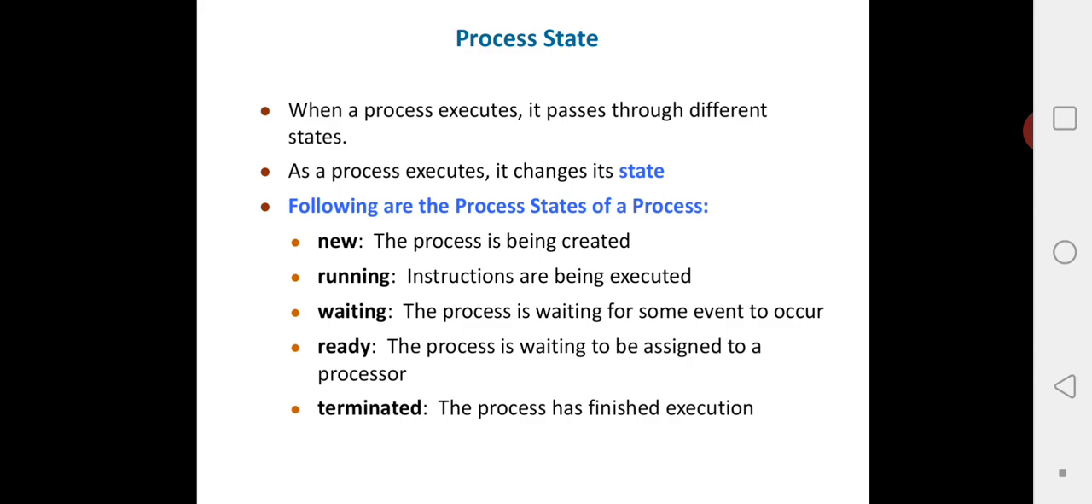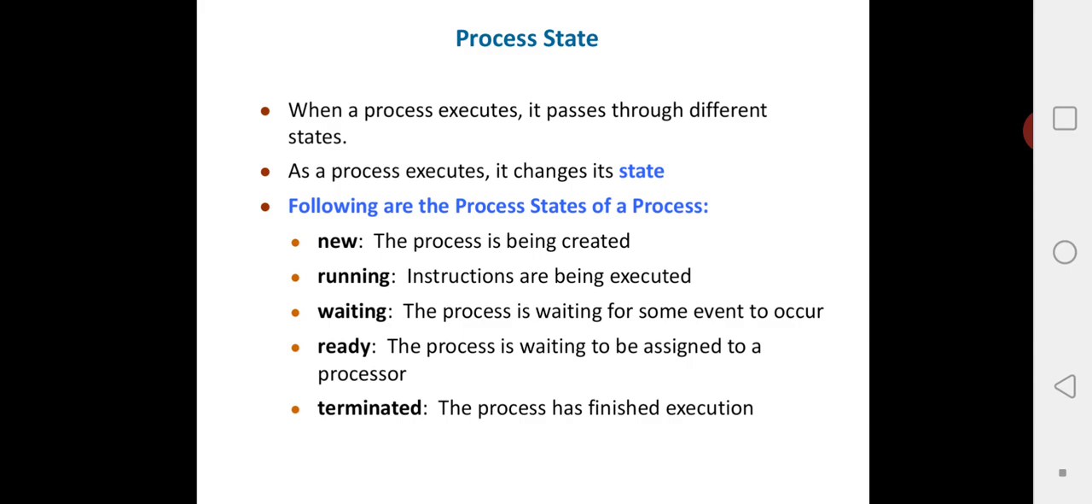One is new, it means the process is being created. So whenever you are creating a process for the first time, it will be in new state. Running state: instructions are being executed. It means running means that time your process has started its execution.